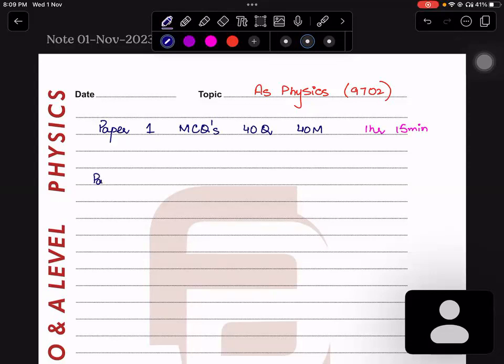Then you have your paper 2, that's theory. There are around 7 to 8 questions, and all of them are compulsory. There is no choice. The marks are 60, and the time is 1 hour 15 minutes. So unlike paper 2 of O levels, here you have a shorter period of time and less complexity, but the marks are the same. Then you have your paper 3, which is the practical paper.